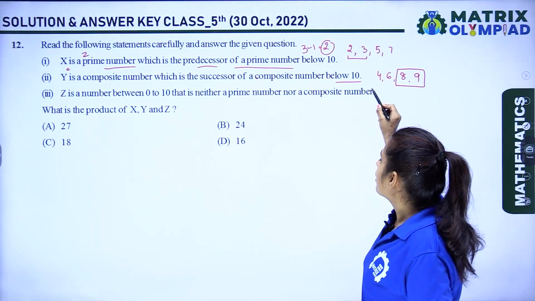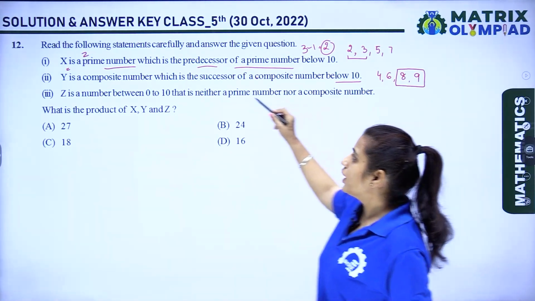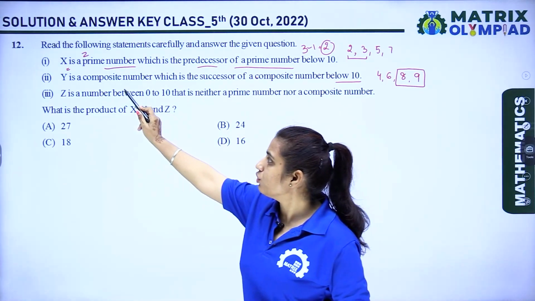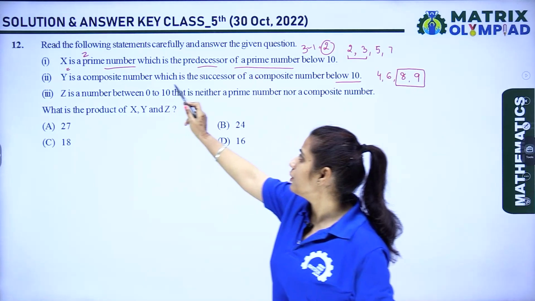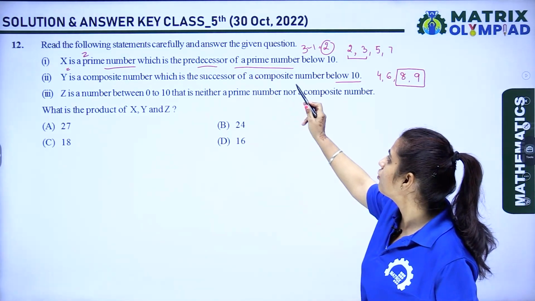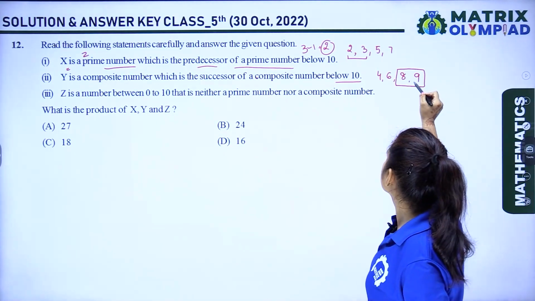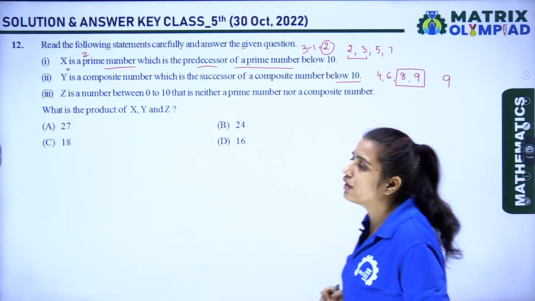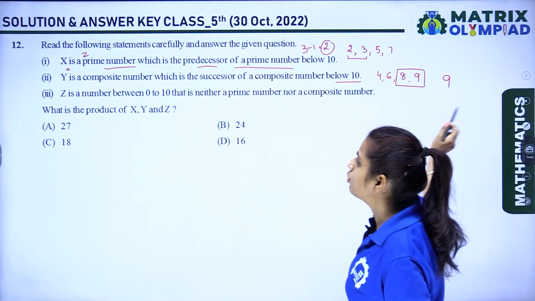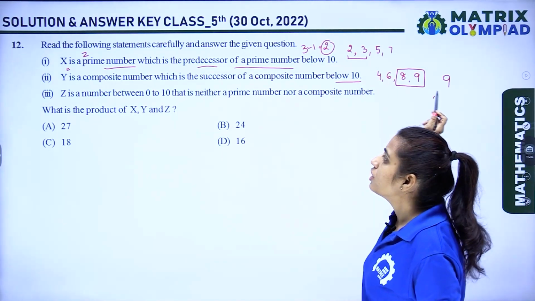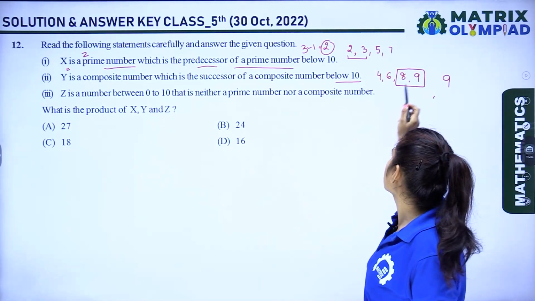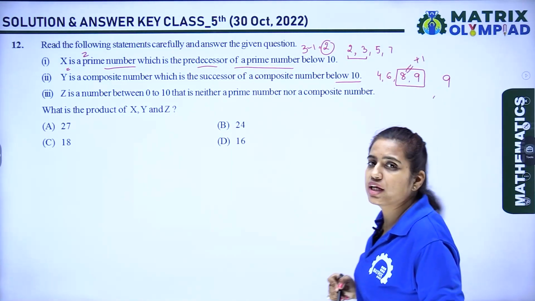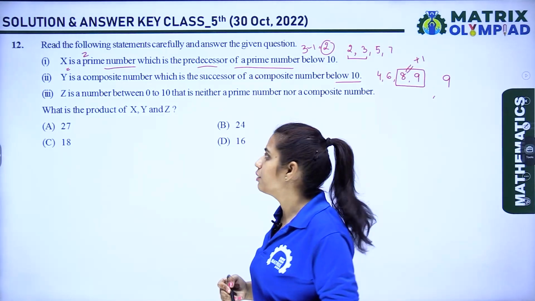Now, in 8, if we add 1, we get a composite number 9. So here we have to find out the value of y, which is a composite number and which is also a successor of a composite number. So here we can say that 9 is the value of y, as it is a composite number, and it is also the successor of a composite number, that is 8. If we add 1 with 8, we get composite number 9.